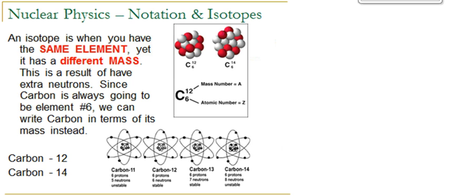There is something called an isotope. It is Springfield's baseball team in The Simpsons. But the reason they're called the Isotopes is because of the nuclear power plant. An isotope is when you have the same element, but you have a different mass. This is a result of extra neutrons.